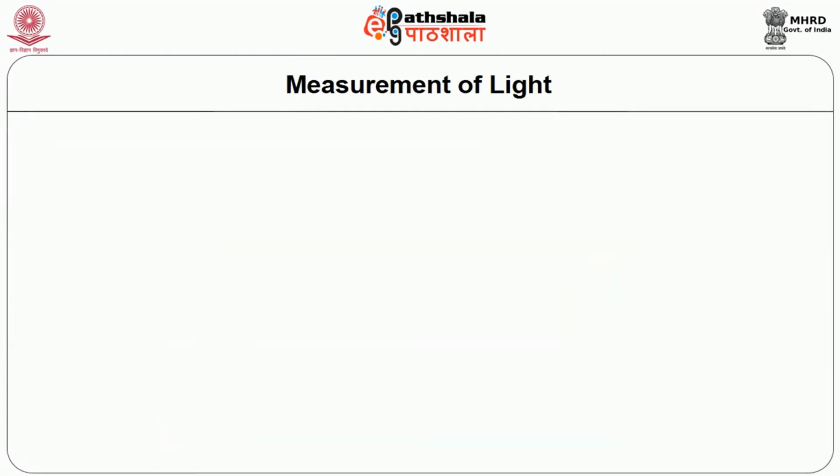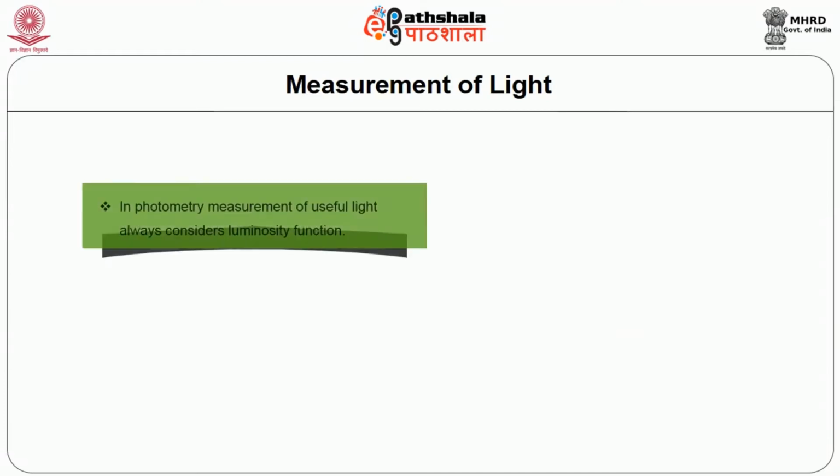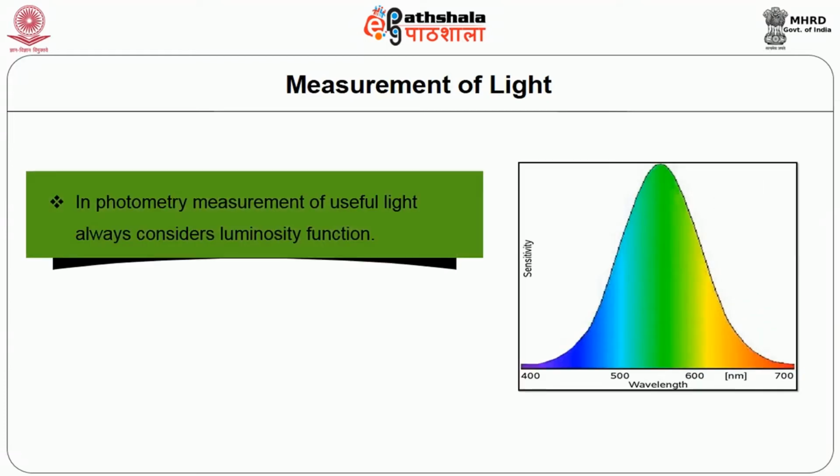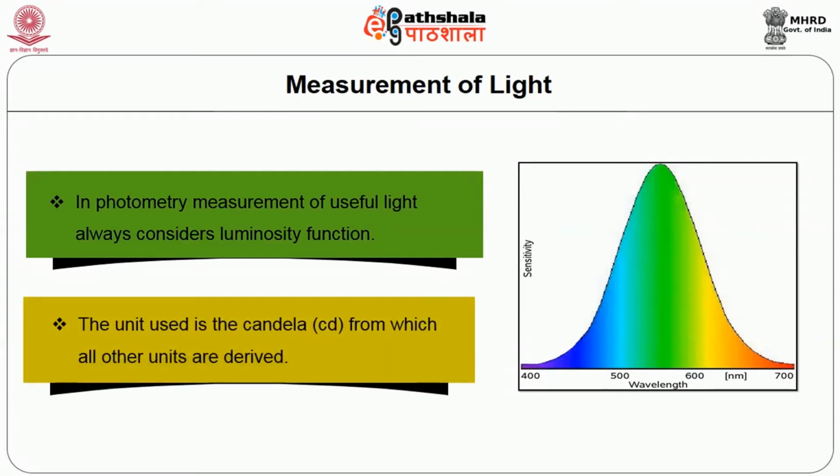The answer is obvious. You have to remember one of the important aspects showcasing sensitivity of the eye is luminosity function, which considers perception of wavelength. How you relate it here is in photometry. In photometry, measurement of useful light always considers luminosity function. The unit used is the candela, from which all other units are derived.